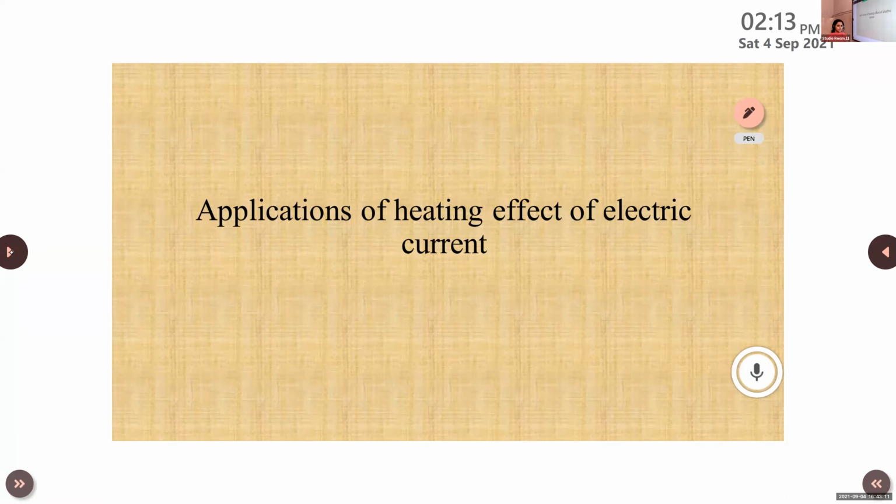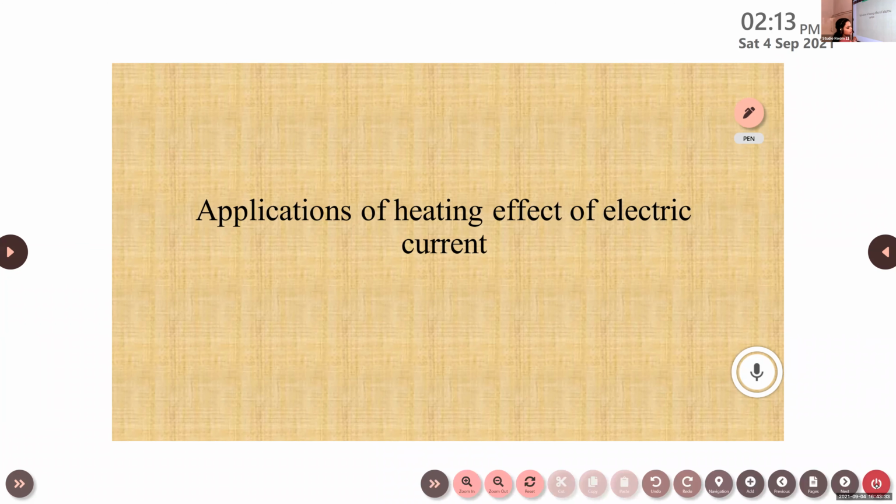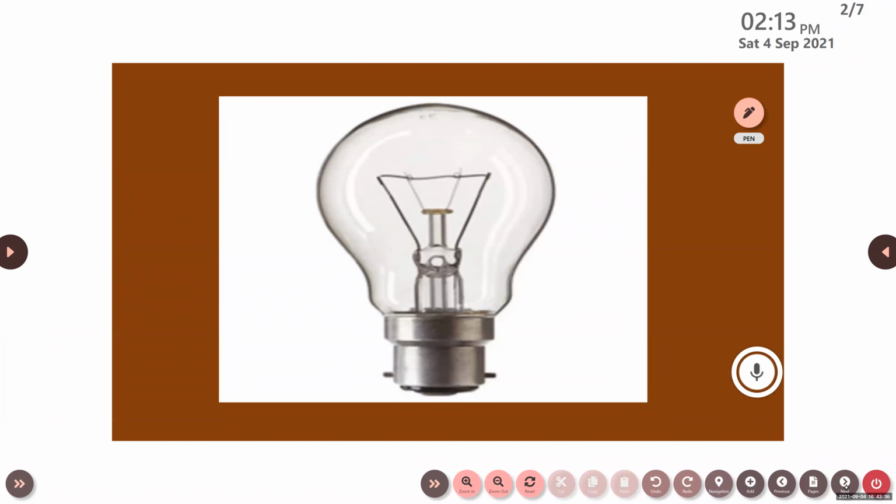There are a lot of applications. Electric toaster, electric oven, electric kettle, hair dryer, all are working based on this heating effect of electric current. But in this chapter, we are mainly focusing on two applications. One is the electric bulb and the other is the electric fuse. So let us see one by one. First of all, we are going to discuss the electric bulb, how this electric bulb works based on Joule's law of heating effect of electric current.